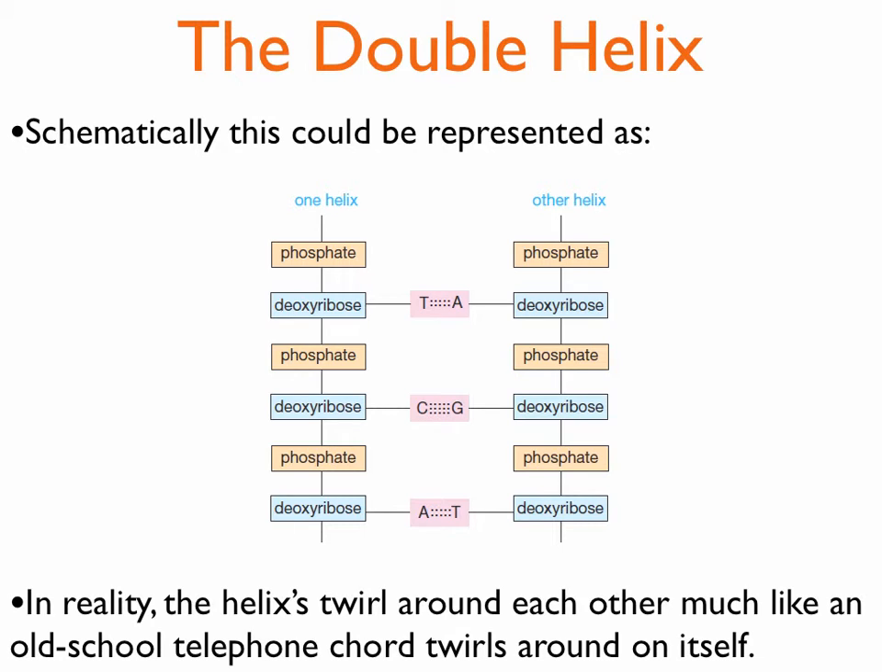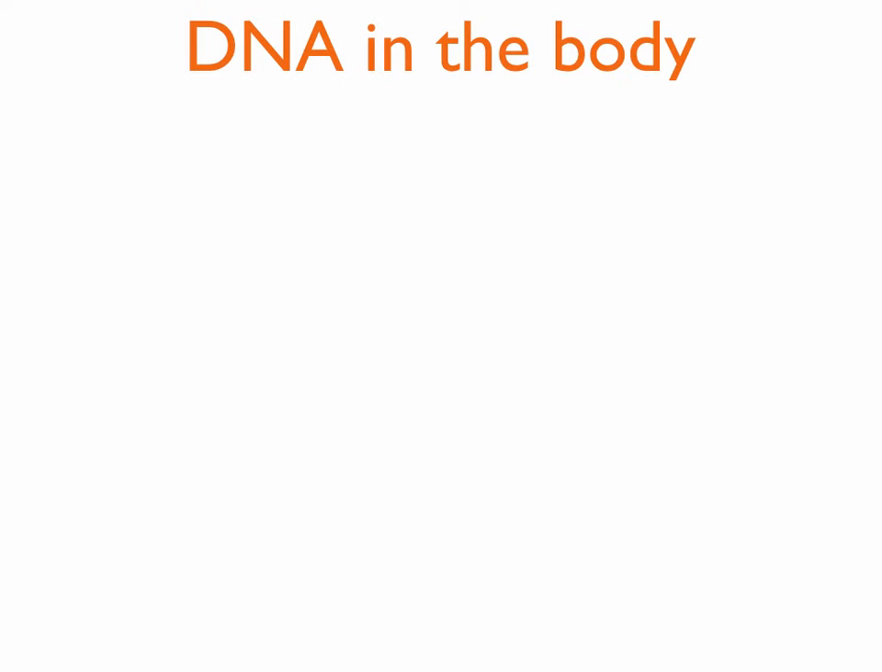So in reality the helixes twirl around each other due to the nature of that triple hydrogen bond versus the double hydrogen bond, and it's a little bit like those old school telephone cords. You know, if you pull those out and then let them spring back together, they tend to coil around one another, and that's a bit like how DNA exists.